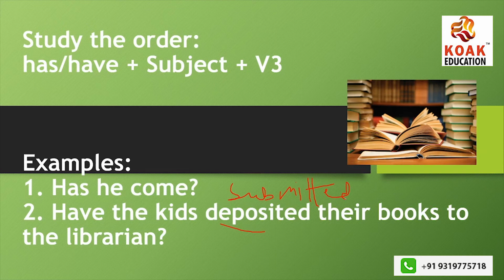So when I say have the kids deposited their books to the librarian, have a look here. I'm using have, then I'm saying the kids, which is our subject, and then the third form of verb, deposited. Okay, have the kids deposited their books to the librarian. Now guys, here we need to keep one thing in mind. If you have to give a negative touch to this, you will just have to add not here.